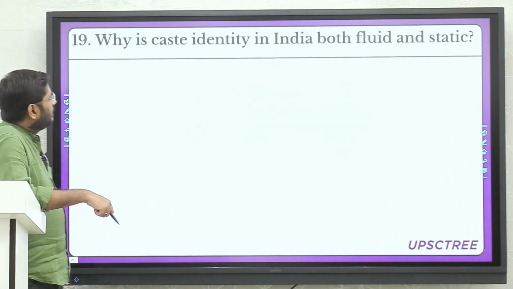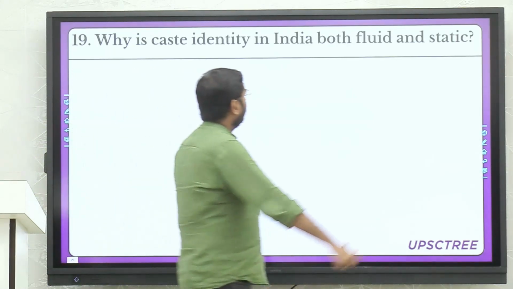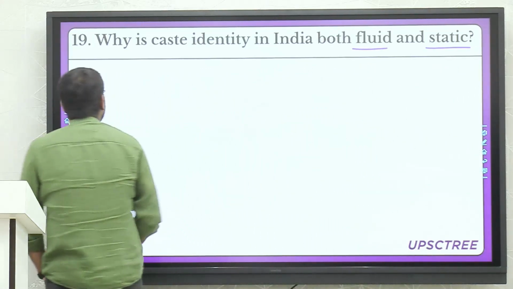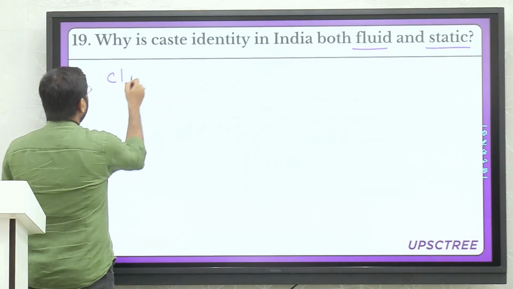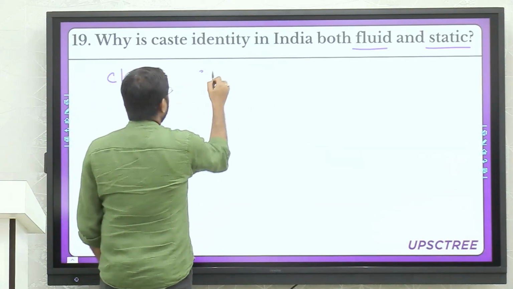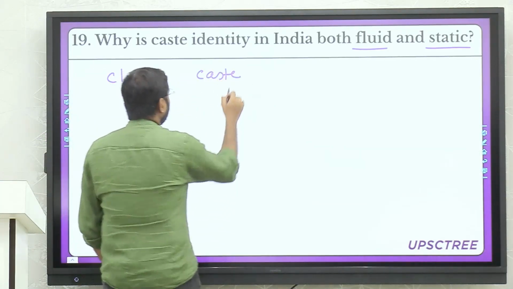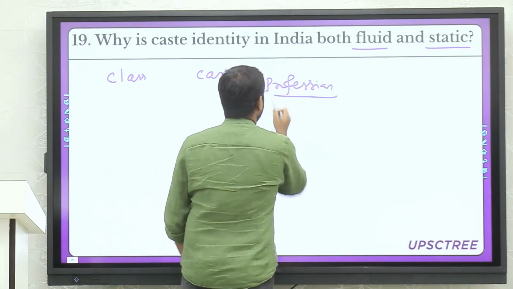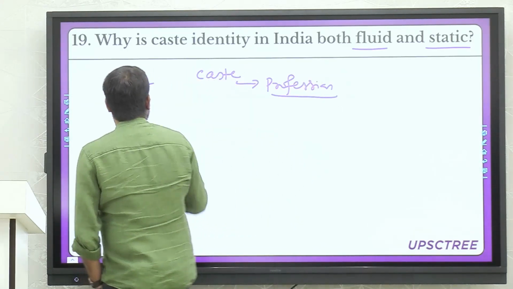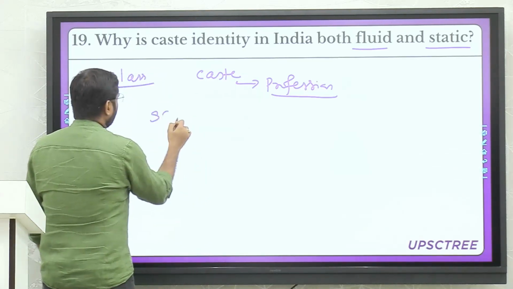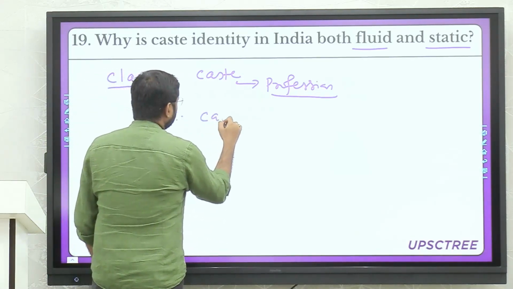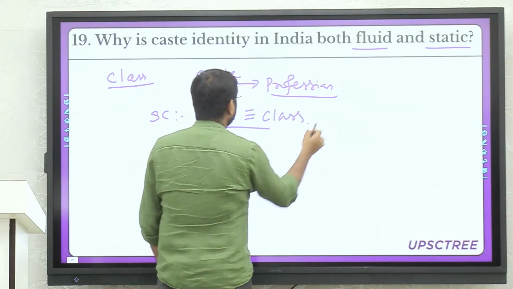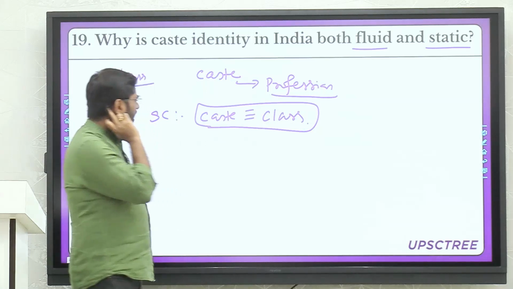Why is caste identity in India both fluid and static? See, when other societies have class, India has caste. Caste in India is nothing but derived from profession, right? Now, the Indian Supreme Court saw that in India caste is equivalent to class. While giving the OBC judgment, the Supreme Court said that caste is equivalent to class.